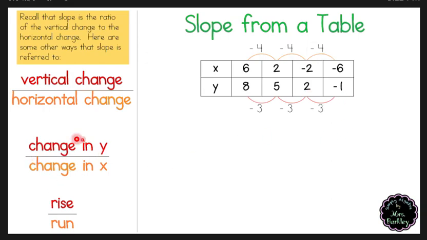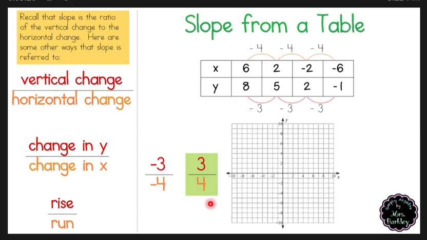So remember that we want our change in y as our numerator, so we would have negative 3 over our change in x, which is negative 4. One thing to notice here, that if you have a negative divided by a negative, so that's the same as just a fraction bar, that we would simplify that to be a positive 3/4.